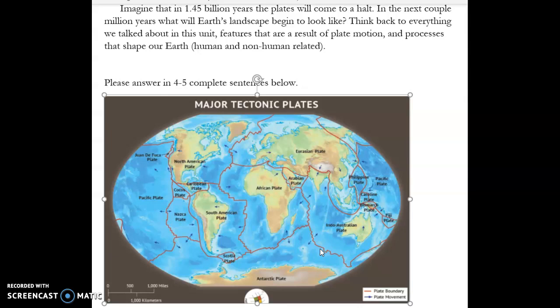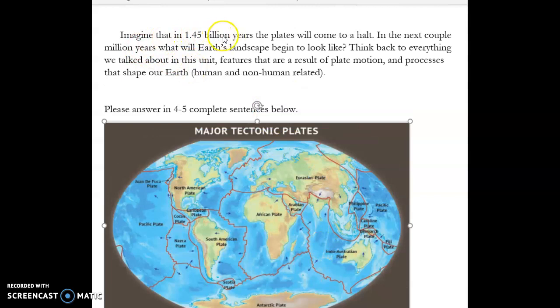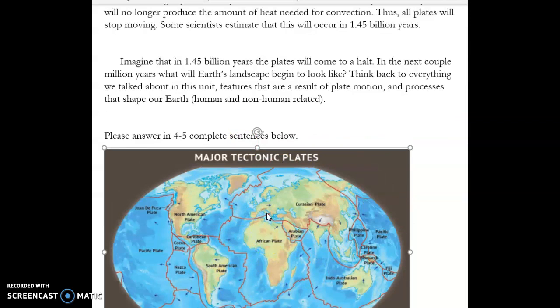Now, scientists give different estimates, but one estimate I found was that in 4.5 billion years, they think there won't be enough heat for convection to occur to drive plate motion. So, I want us to think about what that means for Earth's landscape when that happens. So, in 1.45 billion years, the plates will come to a halt.